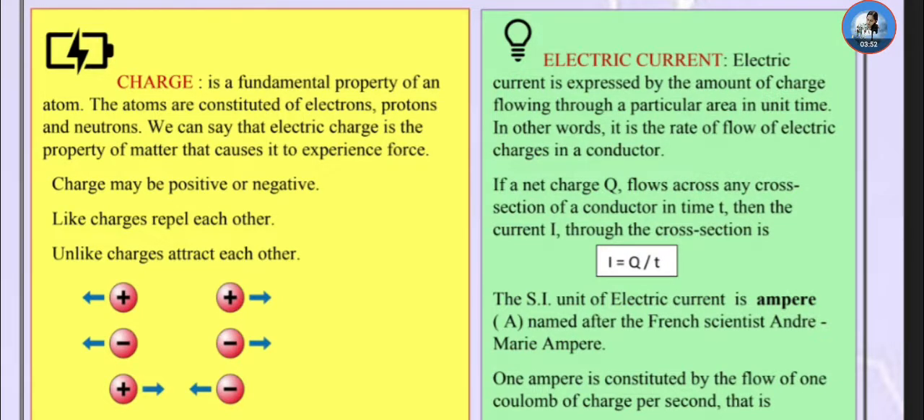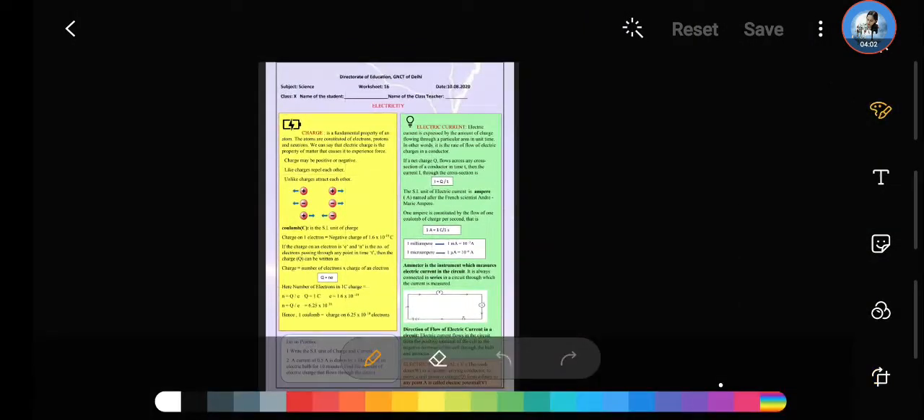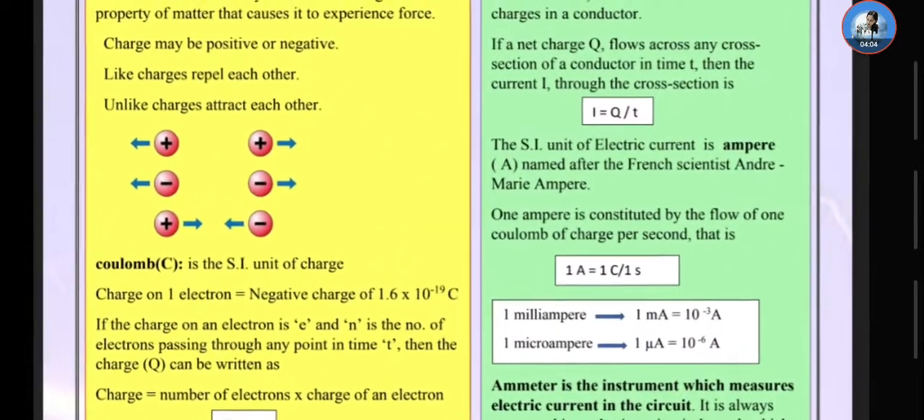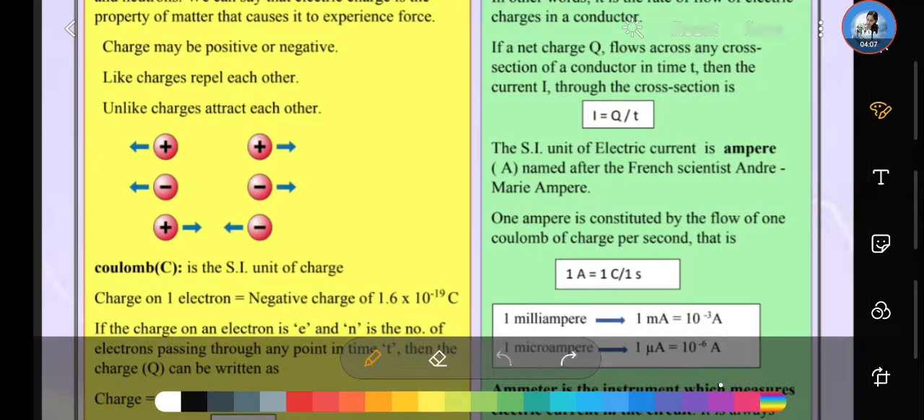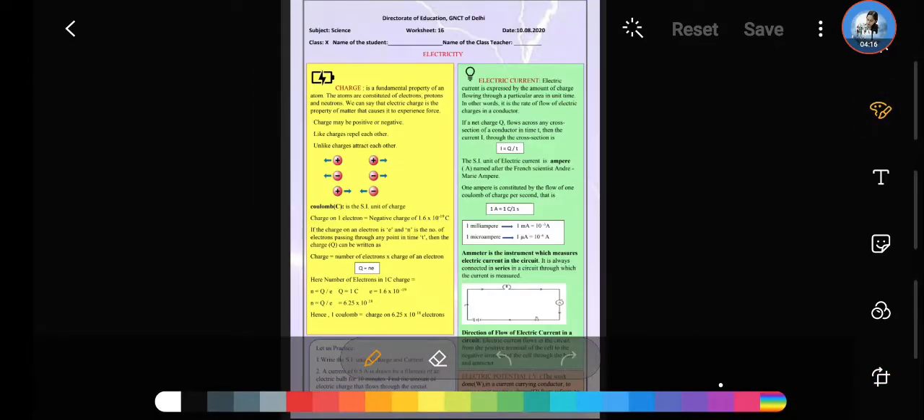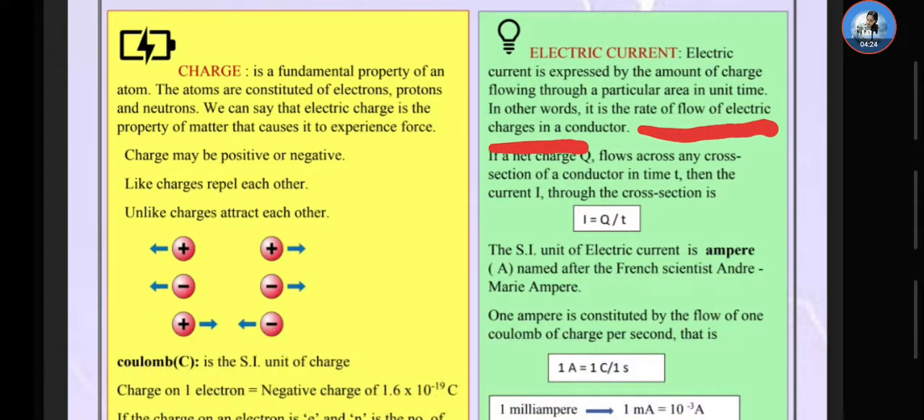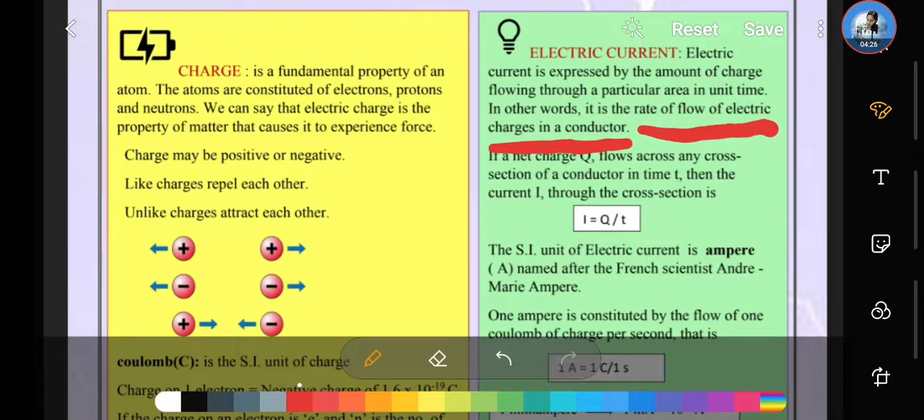Are you all ready to know about electric current? Let's go. What is electric current, students? Electric current is expressed by the amount of charge flowing through a particular area. In other words, it is the rate of flow of electric charges. What is current? It is the rate of flow of electric charges in a conductor.